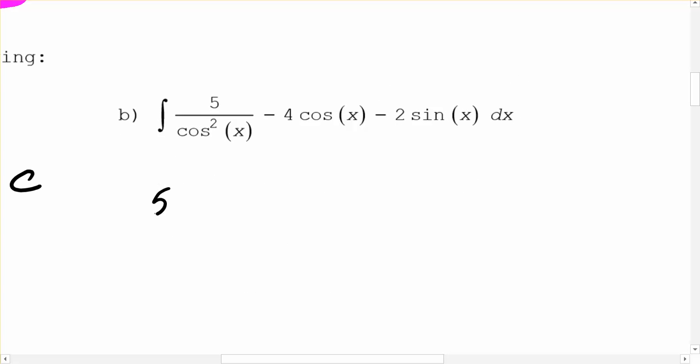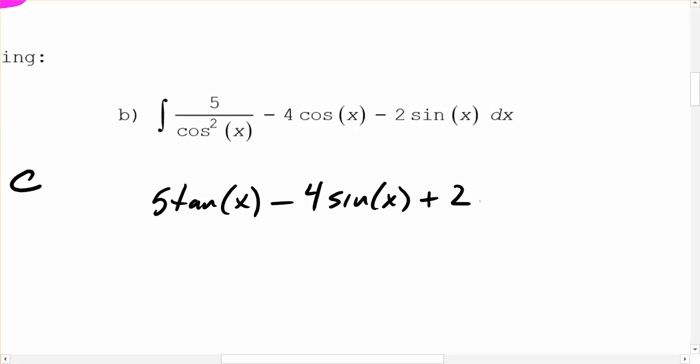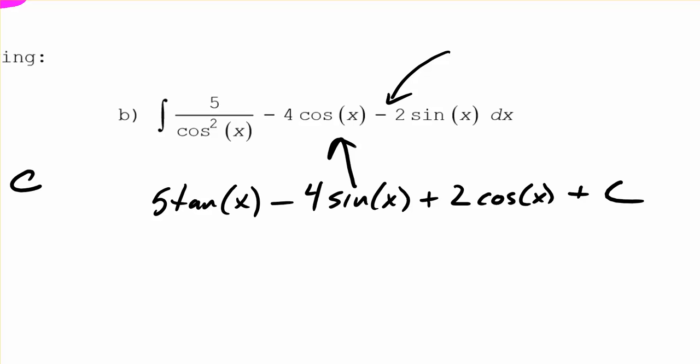5 tangent of x minus 4 what? Sine of x, minus or plus? Oh, plus 2 what? Cosine x plus c. The derivative of cosine is negative sine. That's where that negative comes from. The derivative of sine is just cosine. And the derivative of tangent is 1 over cosine squared. What's another name for 1 over cosine squared? Secant squared. Exactly. Very good.